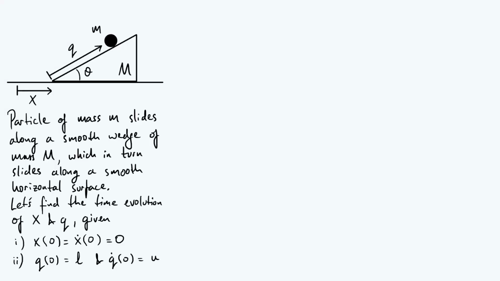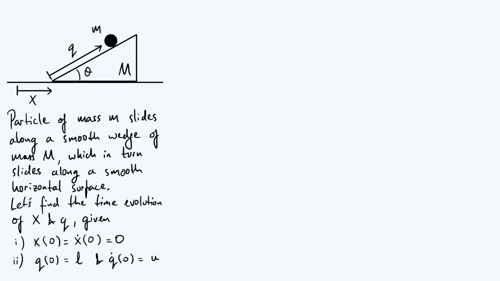Hi everyone, in this video we're going to investigate the system that I've sketched out here, in which we have a particle sliding on a smooth wedge, which itself is sliding along a smooth horizontal surface, and the particle has mass lowercase m, the wedge has mass capital M, and the opening angle of the wedge is theta.